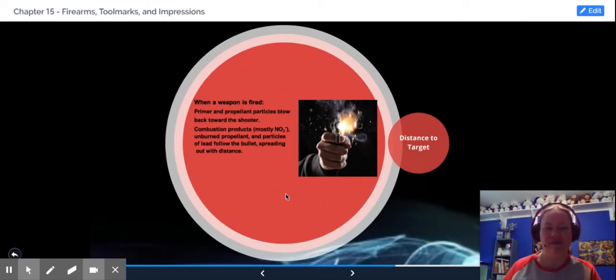All right, so when a weapon gets fired, again, basic physics, for every action, there's an equal and opposite reaction, okay? So if something goes this way with the force, the other is going to go backwards, okay? Particles and propellants from a bullet will get blown back toward the shooter. Most of them are nitrates, okay? And they are unburnt propellant and particles, some pieces of lead, some combustion products.